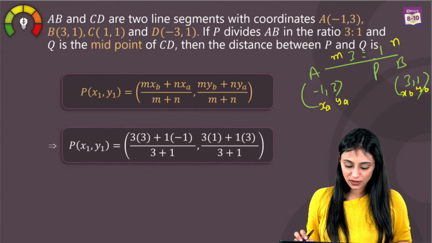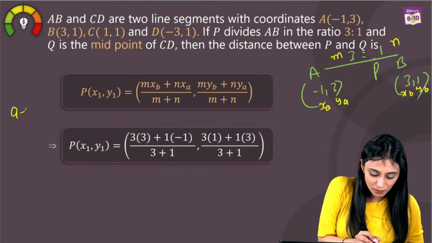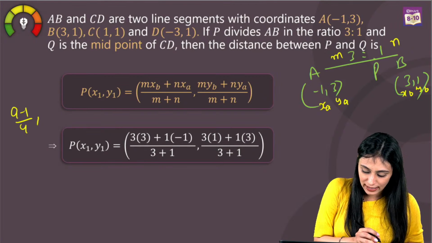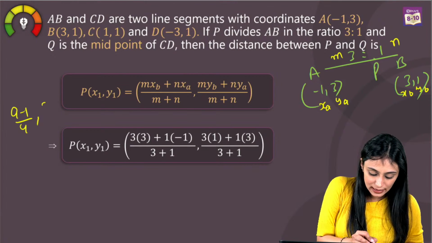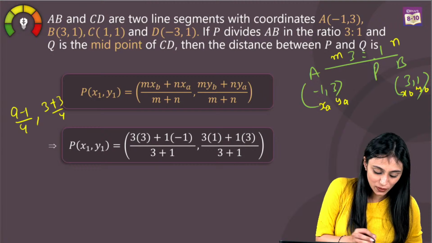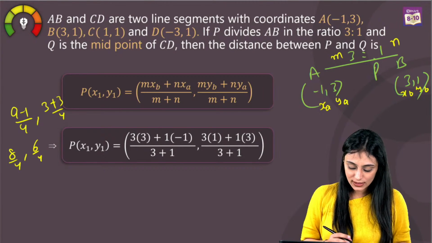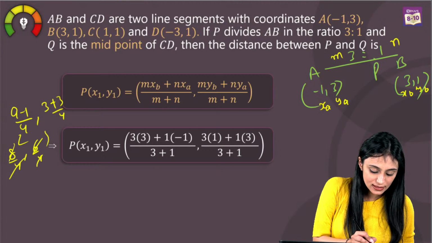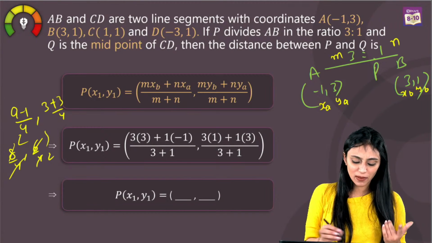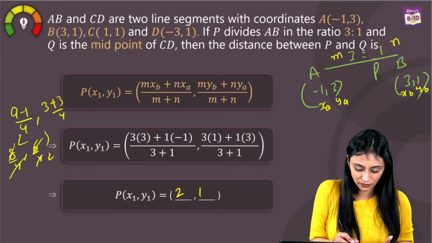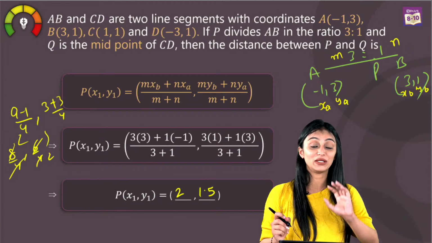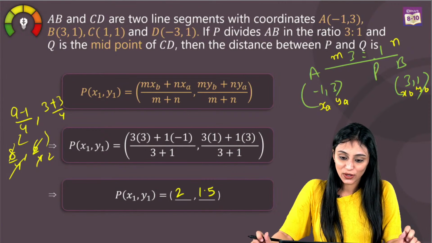Once I substitute the values, what will I get? I'll get (9 minus 1) by 4, and here I'll have (3 plus 3) by 4. That's 8 by 4, and this is 6 by 4. Once I simplify this, this is 2, and 3 by 2 is 1.5. So we have got the coordinates of P. We have got x1, y1. Okay, cool.